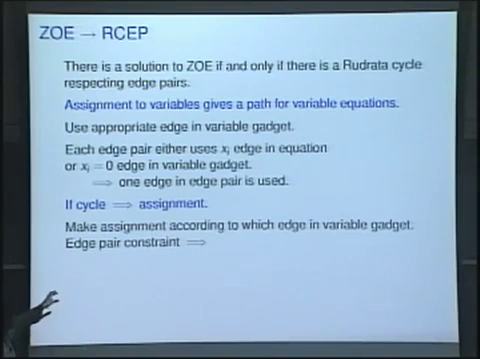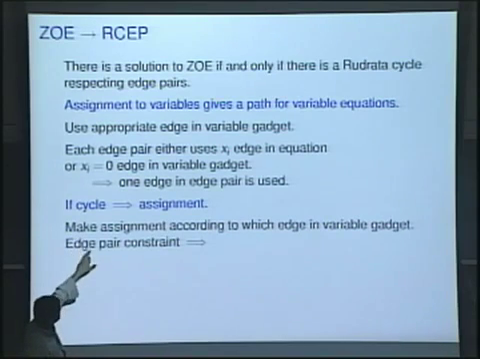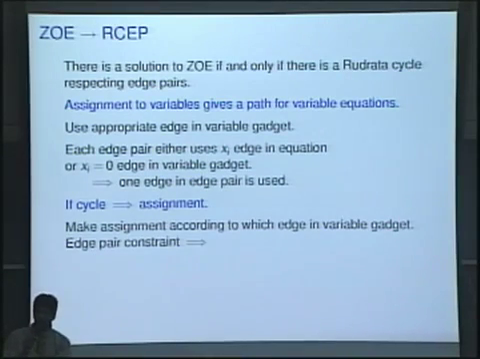So now make the assignment according to which edge is in the variable. Now the edge pair constraint. Here you're starting with the cycle, and this is very important: you need to show how to connect the variable assignment to the equations. Here the edge pair constraints are doing that for you. They're saying if that variable is set to 0 there, I can't use that xi edge in my path across for this equation.